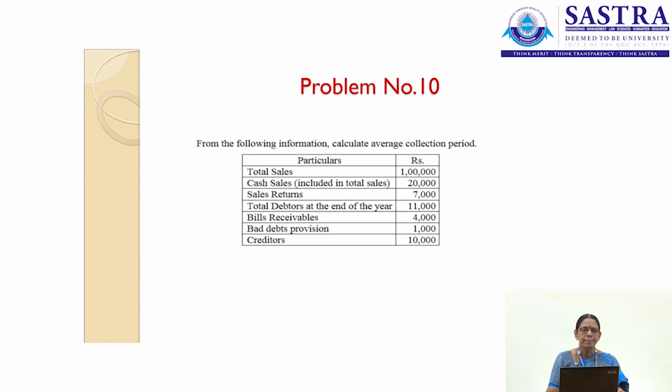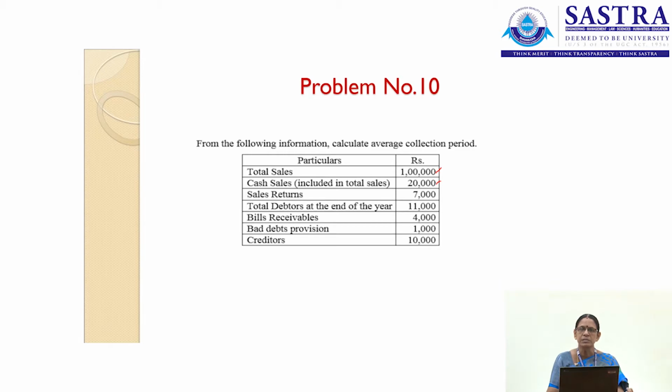The 10th one: from the following information, calculate average collection period. Total sales is 1,10,000, with cash sales included in total sales. Total sales is 1 lakh rupees. Cash sales is 20,000. So what will be the credit sales? The difference, namely 80,000 rupees.